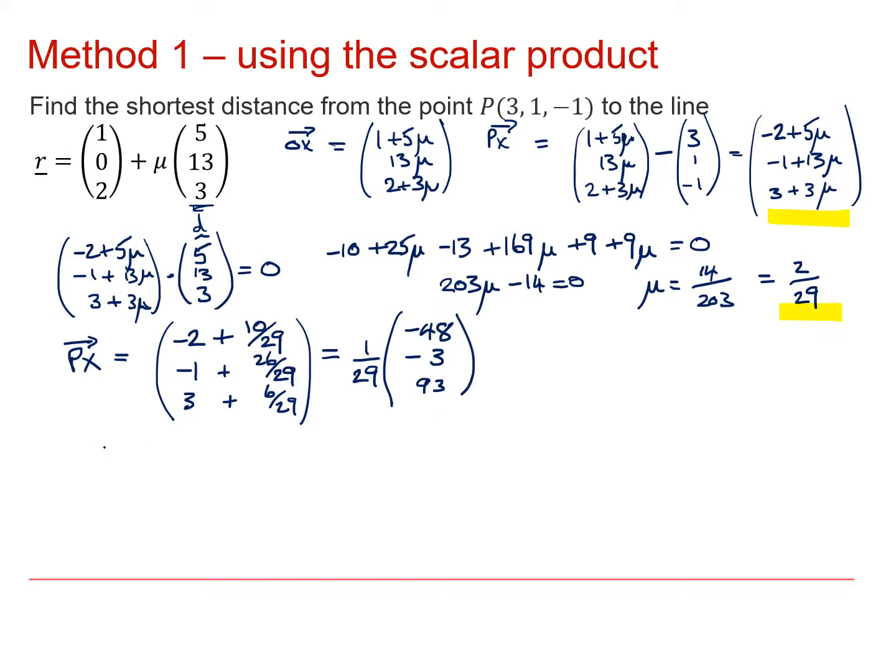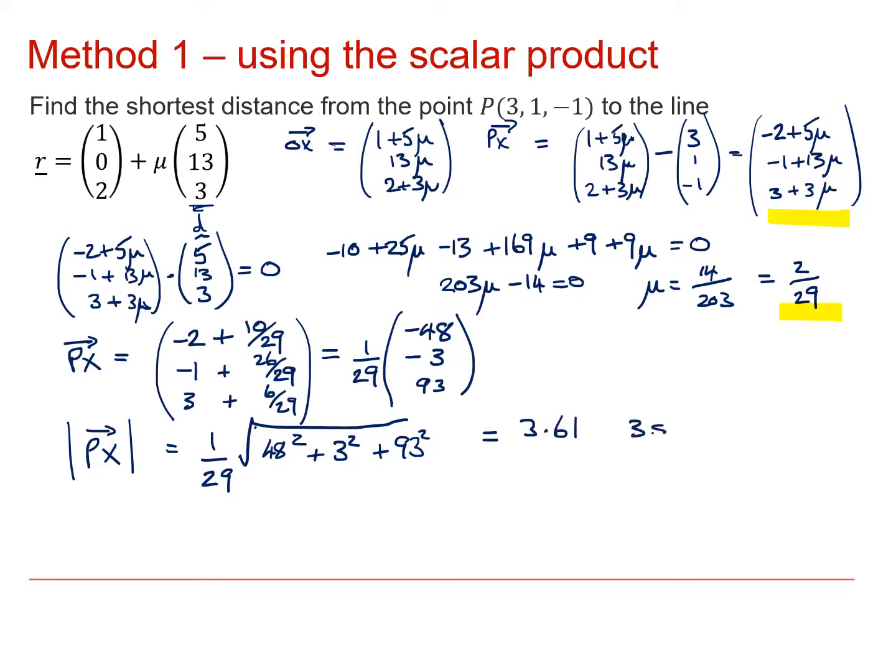And so the perpendicular distance is the length of that vector, which is 1 over 29 times the square root of 48 squared plus 3 squared plus 93 squared. And if we plug that into the calculator, we get a value of 3.61 to 3 significant figures.